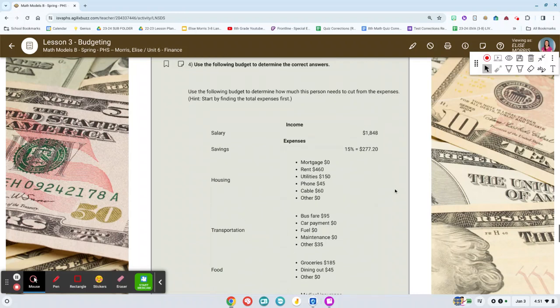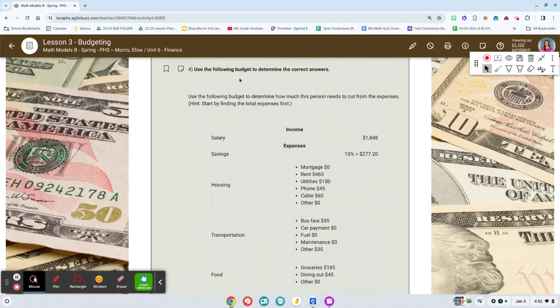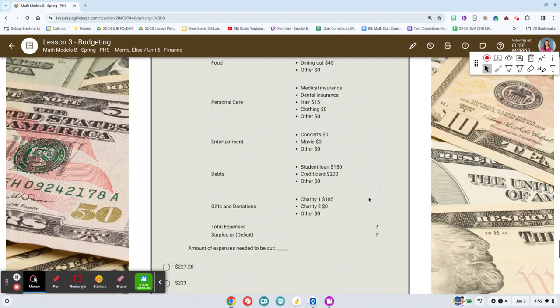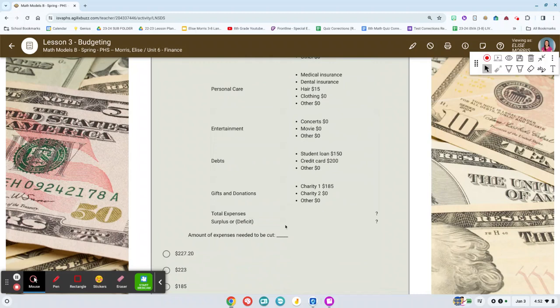All right, let's look at number 4. Use the following budget to determine how much this person needs to cut from the expenses. Hint, start by finding the total first. All right, let's take the hint. Here's the salary, and here are the expenses. We have savings, and we need the total and the surplus or deficit. Surplus is if we have any extra money. Deficit is if we do not have enough.